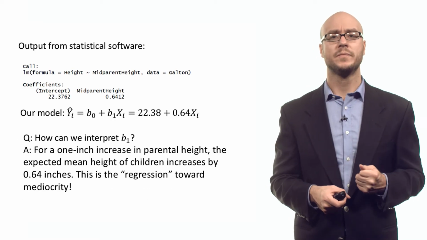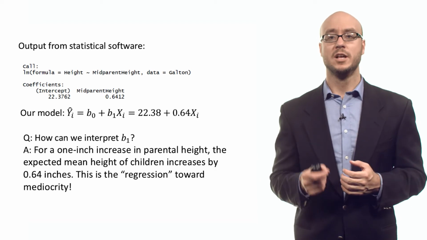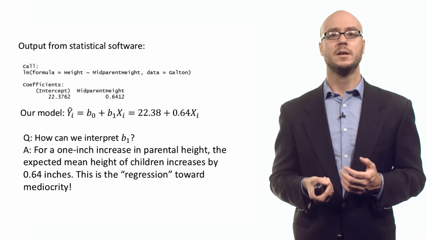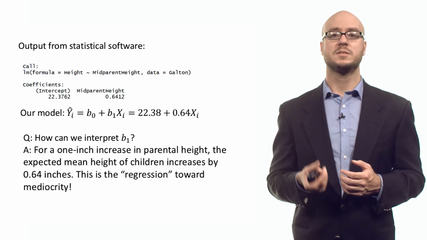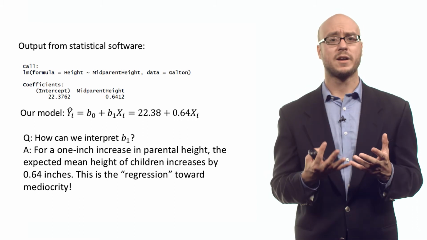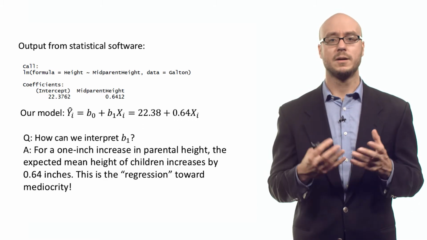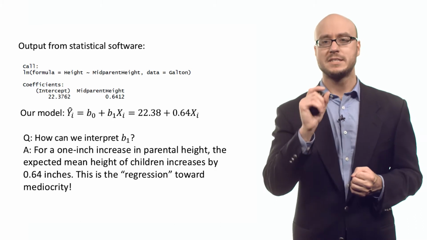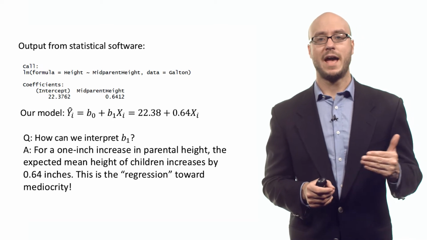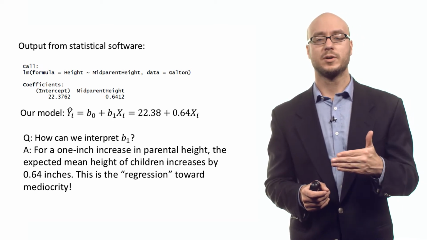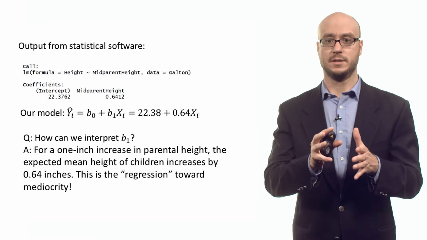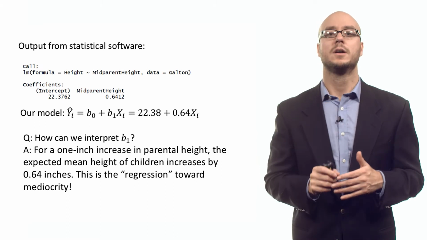How do we interpret the slope? Well, recall that the slope tells us the rise over the run. Right? So for every 1 inch increase in parental height, the expected mean height of children increases by 0.64 inches. Now, you can think about this as where the quote mediocrity, end quote, comes in. This is the regression, because it's not a perfect relationship. For every 1 inch increase in parental height, it's passed on to the children, but not perfectly. Okay? It's a 0.64 slope.